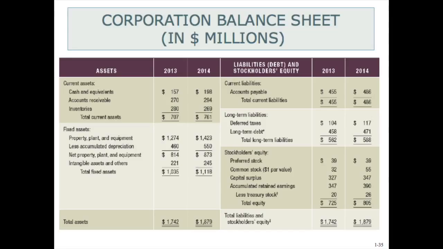You can see that there are 2 years here, 2013 and 2014. So this is a tad bit dated from where you're probably watching it now. But you can see it completely balances. It's 1879 in 2014, and it's 1742 in 2013. It absolutely has to balance. You can see that there are different categories under each one, so you would be doing analysis under each one separately. But this is a common balance sheet.